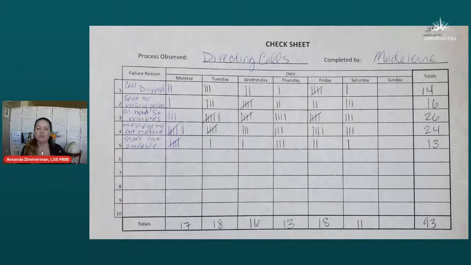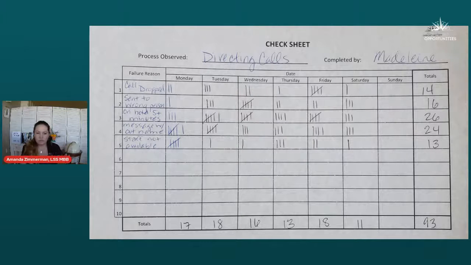So after a week or two, they can take all of this data and we can start to identify trends. So already here on this one, you can see our top 2 issues are that people are on hold for more than 5 minutes and that we have messages left without a name. So those are 2 things that we can start to address.